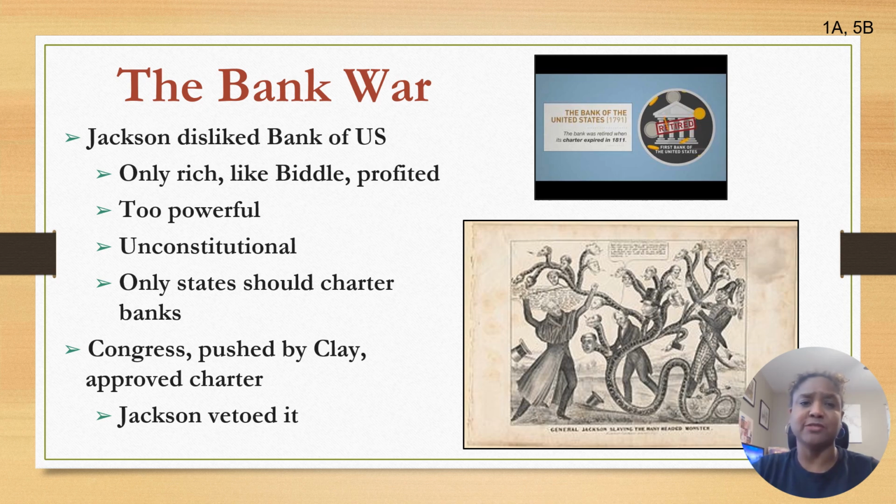Jackson, however, vetoed it. Without a national bank to regulate the country's financial system, responsibility for regulating banks fell to individual states. The period between the late 1830s to the 1860s is known as the state banking era, and during this time, each state set its own rules for banks. So there we have it for the banks.